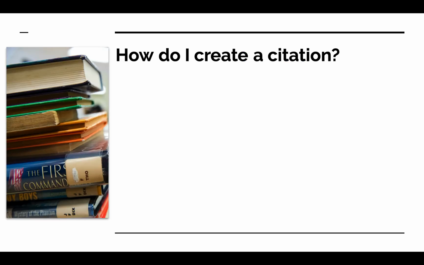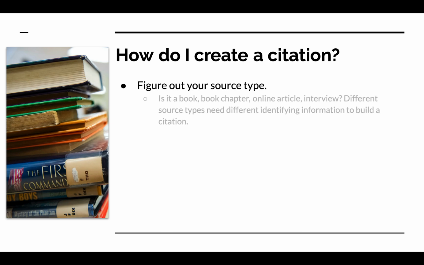So how do I go about creating those citations for my works cited page? Step 1 is to figure out your source type. Is it a book you're citing from, a chapter from a book, an online news article, an interview? Different source types will need different identifying information in order to build the citation.